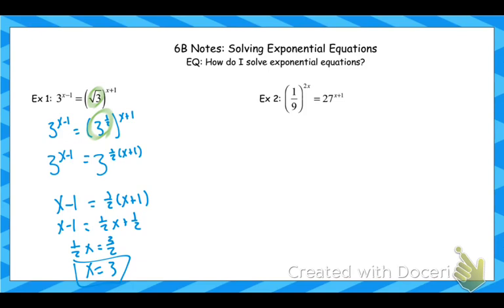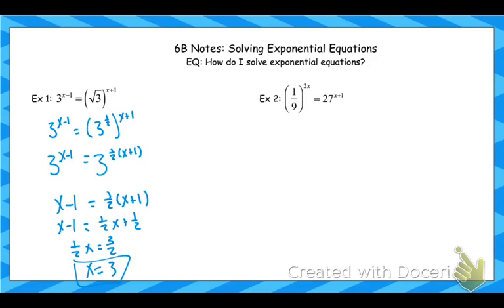I have not changed this equation in any way. If I just square root something, I have to do it to every term. So I can't just square root this. I would have to also square root this. And then it's not going to help me because I still have bases that aren't the same.